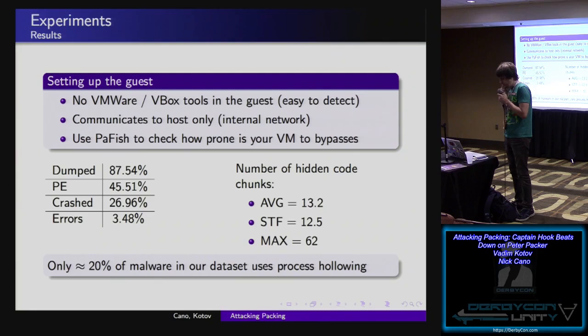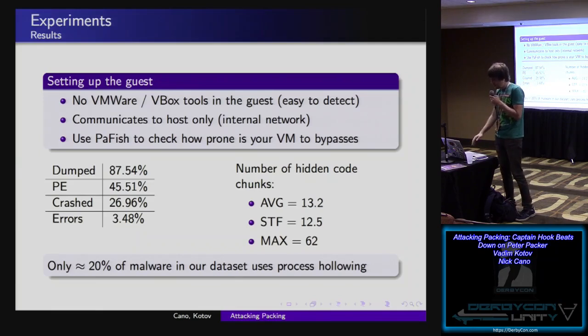Some interesting statistics: the number of hidden code chunks is around 13 on average, but the standard deviation, which should be STD, is 12.5. So statistically speaking, this isn't really a good data set, but then again, it's impossible to find a good data set. The maximum was 62. We also noticed that only 20% of malware in our data set used process hollowing, which is interesting because it's the most common technique.